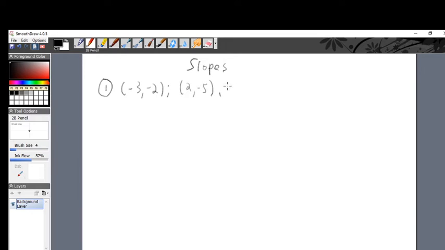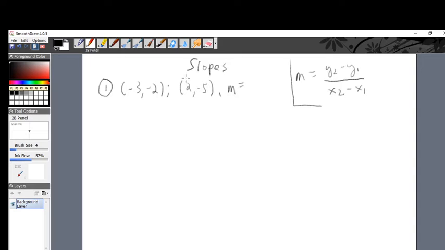Here's how it might look on your test paper or on your homework. m equals, small m, that is the letter they use for slope. Here's the formula that you got to remember by heart. m is equal to y2 minus y1 over x2 minus x1. Bear with me on this, it'll all play out.